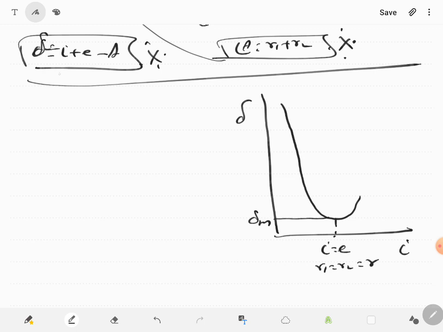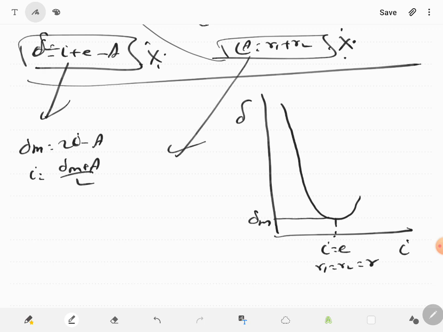Thus, I is equal to E. So delta m, the minimum deviation, is equal to 2I minus A. Therefore, I is equal to (delta m plus A) by 2. Similarly, R1 is equal to R2 is equal to R, so angle A is equal to 2R and R is equal to A by 2. This is considering minimum deviation.